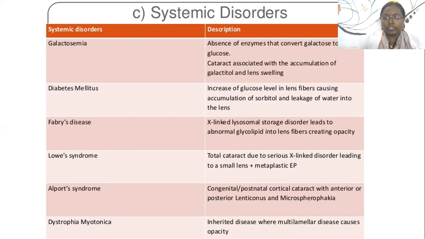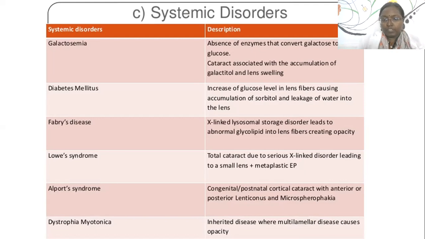Fabry's disease. It is an X-linked lysosomal storage disorder. This is because of abnormal glycolipid in the lens fibers. Lowe syndrome is there. Alport syndrome is there. Lowe syndrome, the total cataract is because the lens is small, and there are metaplastic epithelial cells. It's an X-linked disorder.